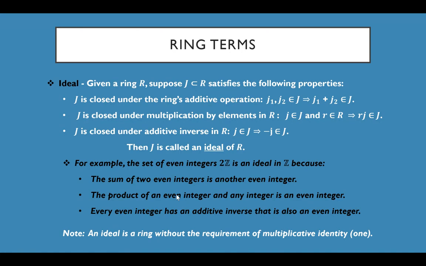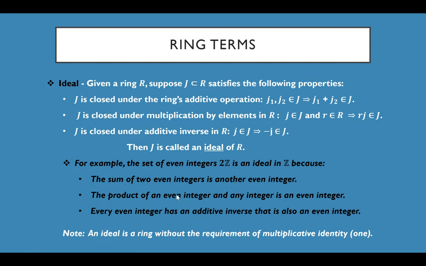And then finally, our subset J should be closed under additive inverse. So every element of J has, in essence, an additive opposite in J. If these 3 properties are satisfied, we have an ideal of R.